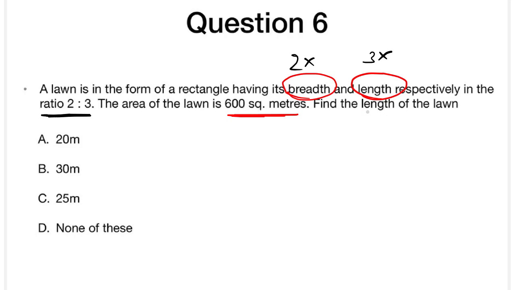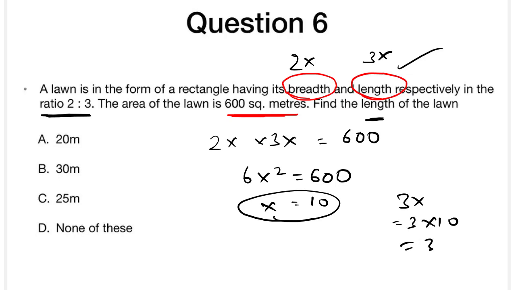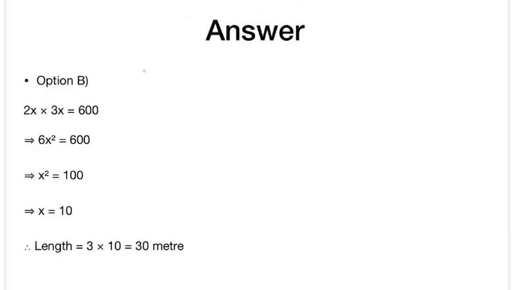And the area of the lawn is 600. We know area is length into breadth, so 2x into 3x is equal to 600. So 6x square is equal to 600, x square is equal to 100, and x is going to be 10. What did they ask? They asked for the length. Length is 3x, so 3 into 10 is 30. That's it. This is how we can do it in a simple way.